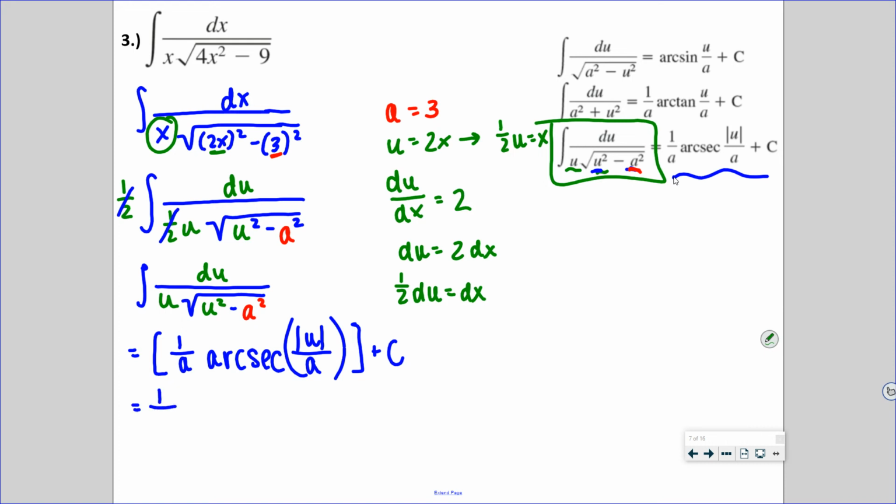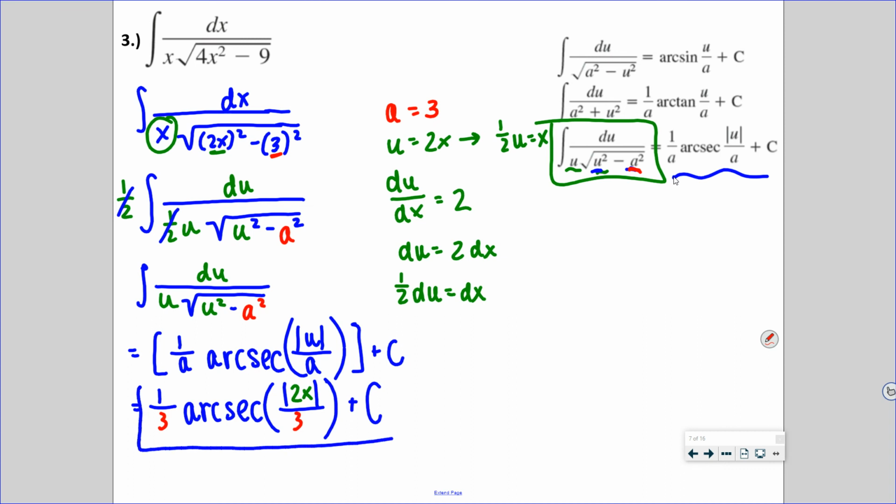So 1/a was 3, so it ends up being 1/3 inverse secant of the absolute value of 2x. Keep that in absolute value bars. That's a linear function, so it could come out negative. Over a, which is 3. Can't divide those. I can't write that as 2/3 in the absolute value. One is stuck in the absolute value, I would say stuck in the bar, stuck in jail. The other one's not, so we just leave our answer like this.